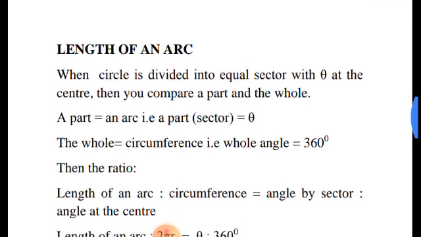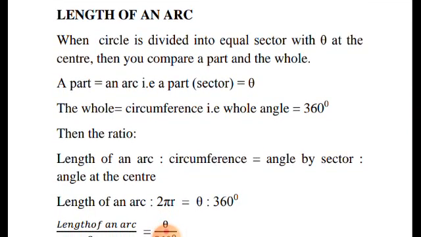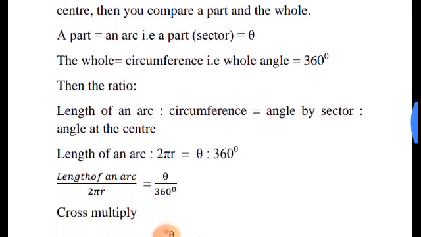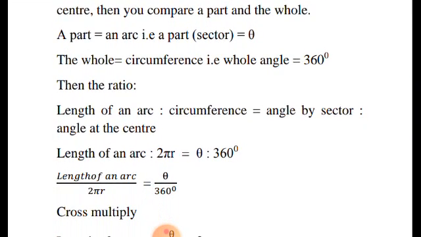Don't forget that length of an arc to circumference is the same thing as length of an arc to 2 pi r, because 2 pi r is the formula for finding the circumference of a circle. Therefore, length of an arc to 2 pi r is equal to theta to 360. We all know that a ratio is the same thing as a fraction. Therefore, we convert the ratio to a fraction, which simply implies that length of an arc over 2 pi r is equal to theta over 360.